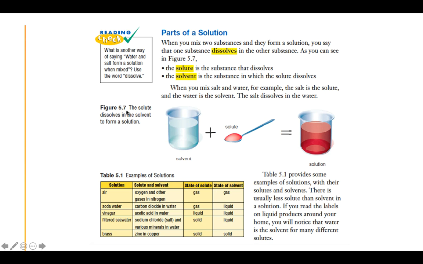The solvent is the substance in which the solute dissolves. If you are using water and sugar, water would be the solvent and the sugar would be the solute. Once they are mixed together, they form a solution. When you mix salt and water, for example, the salt is the solute and the water is the solvent. The salt dissolves in the water. Okay?